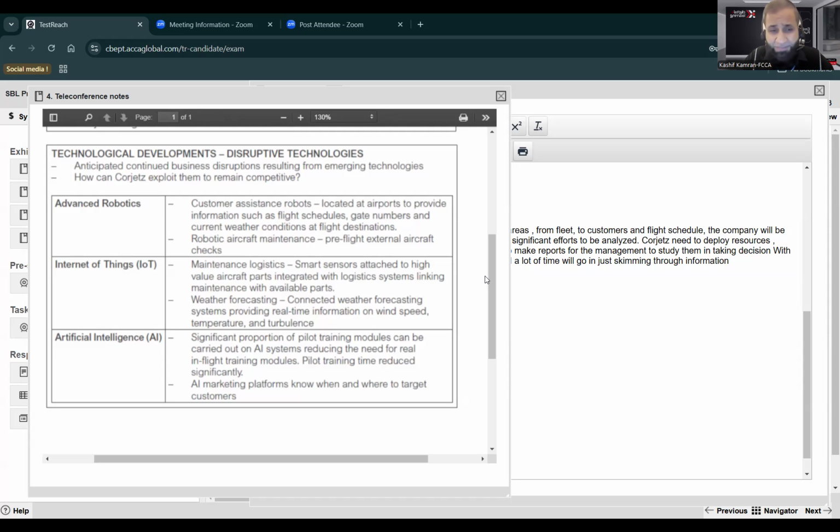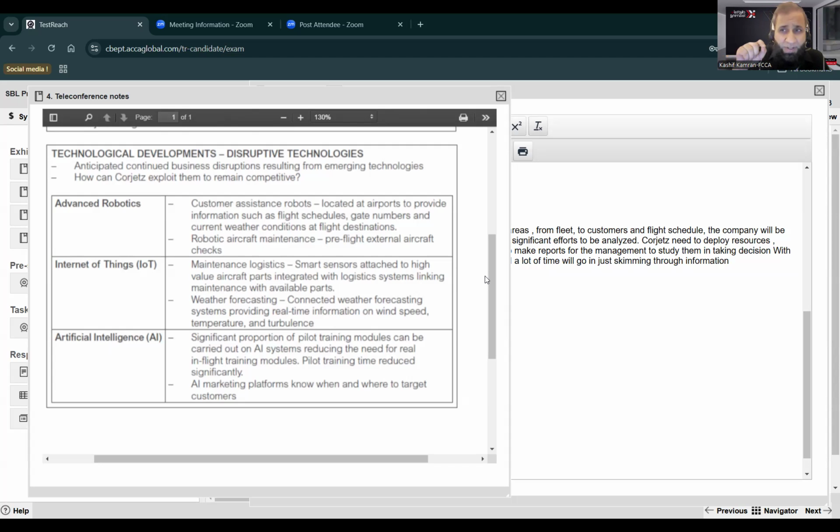Number two, Internet of Things, maintenance logistics. Smart sensors attached to high value aircraft parts integrated with the logistics system, linking maintenance with the available parts. So all the important parts of the aircraft, you can put a sensor and the sensor will be connected to the internet and you will gather data about that particular part. If that part needs to be replaced or maintained, you will be getting the data through those sensors. And in that way, you can link the availability of the part.